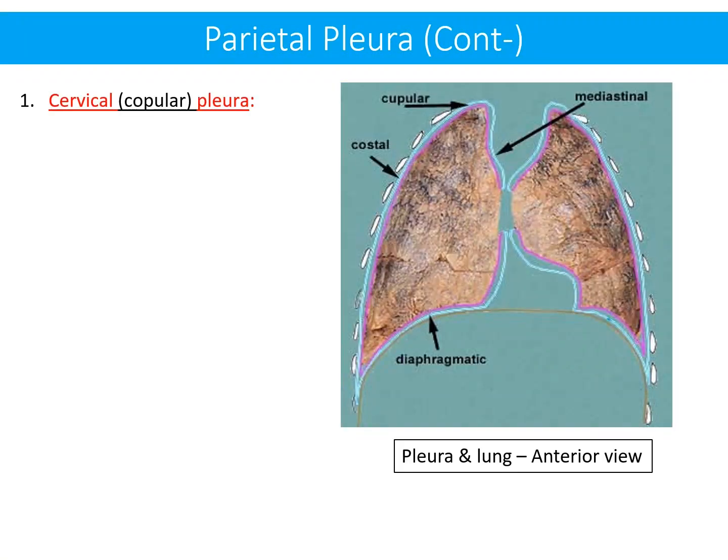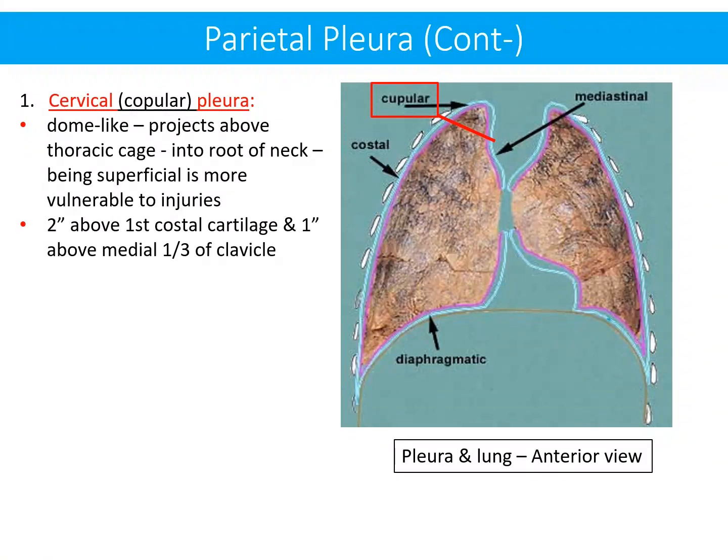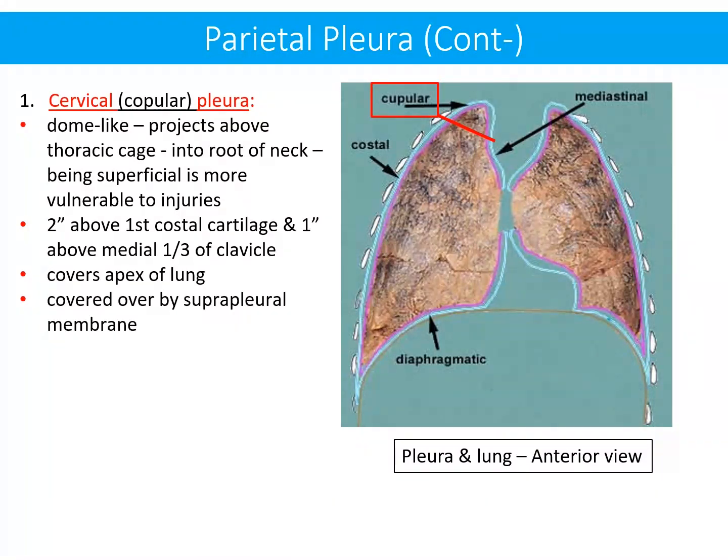Cervical pleura is dome-like. It projects above thoracic cage into root of neck. Being superficial, it is more vulnerable to injuries. It projects roughly 2 inches above first costal cartilage and 1 inch above medial one-third of clavicle. It covers apex of the lungs and itself is covered by suprapleural membrane. It continues with costal and mediastinal pleura below.